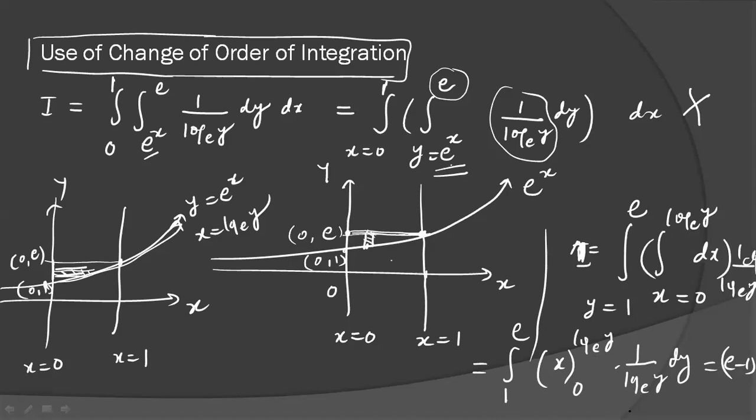So the change of order of integration is very important. You can change the strip only, and you can get the answer in an easy manner. Let's see one more example. Suppose you have the double integration of e to the power x square dx dy.